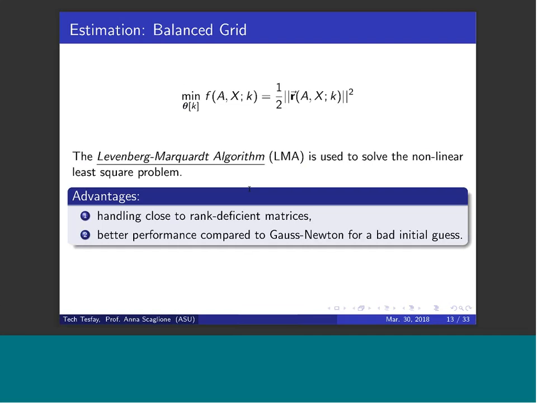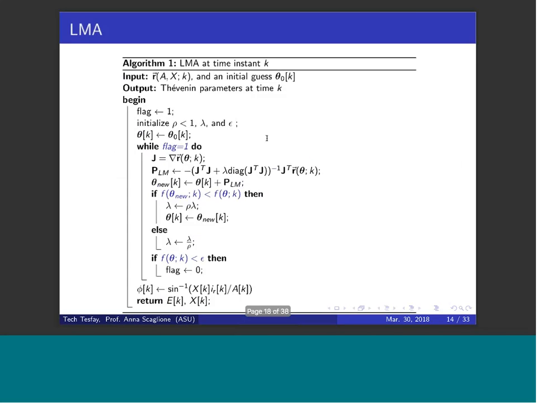By formulating our objective function to estimate the parameters as a quadratic least squares problem, which is unconstrained, we use the LMA, or the Levenberg-Marquardt algorithm, to solve it. The advantage of using the LMA algorithm is that it is good at handling the case when the objective function Jacobian matrix is close to rank deficient, and it shows better performance compared to the Gauss method when we have a bad initial guess when we start the algorithm. So this is the LMA algorithm.